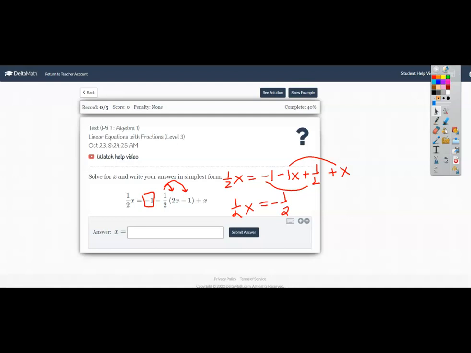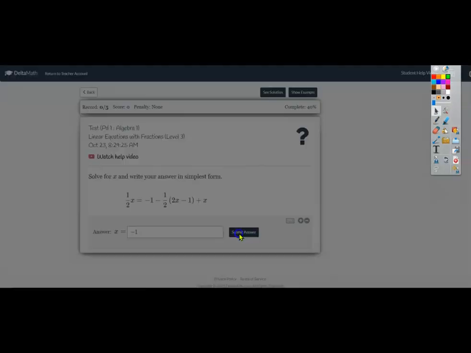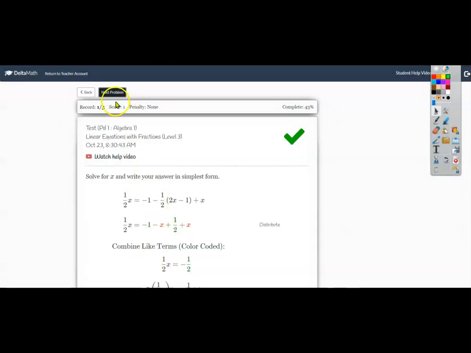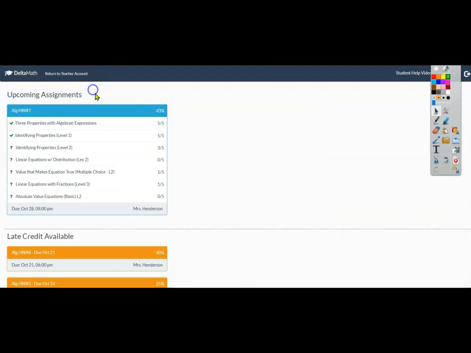Negative 1 and 1/2 can be combined. I'm going to multiply both sides by 2 over 1, right? Multiply both sides by 2 over 1, and I get x is equal to negative 1. X is equal to negative 1. So each time you're simply going to distribute, you're going to get some fraction, you'll use the fraction button on your calculator, and you'll get some good practice.